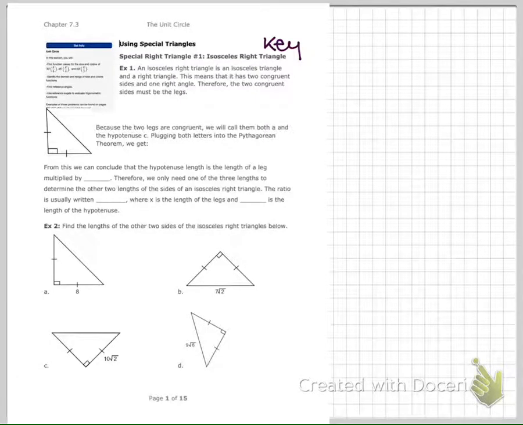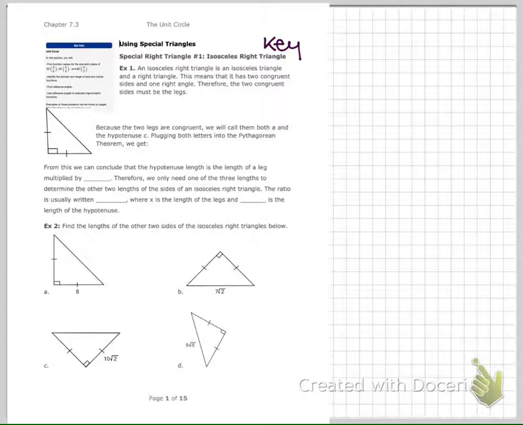Okay, chapter 7.3, the unit circle. This is page 1. We are going to start by talking about a couple of special types of right triangles. That's going to help us build the unit circle a little better, okay? Or with a little more understanding. So let's zoom in here real quick.